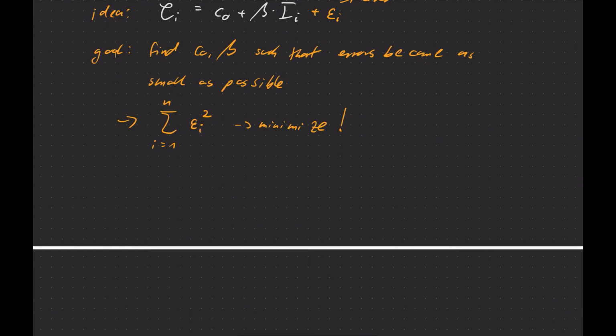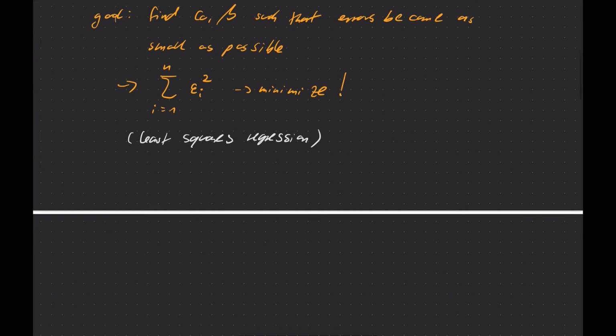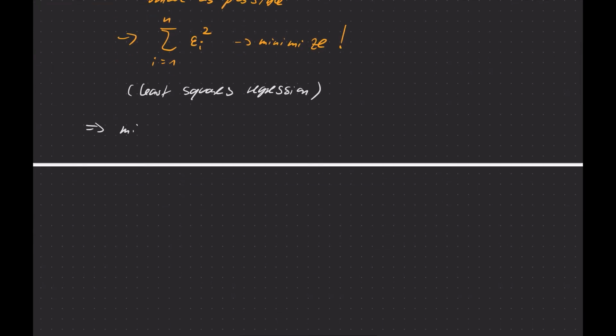Okay, this is what is known as a least squares regression. So we're trying to fit parameters for a linear function such that the sum of squares of errors is minimized. That's a least squares regression. So that leads to the following function. What we have here is we want to minimize the function sum i equals 1 to n of (Ci minus C0 minus beta times capital Ii) squared. Because this expression in here is precisely the error of the ith measurement.